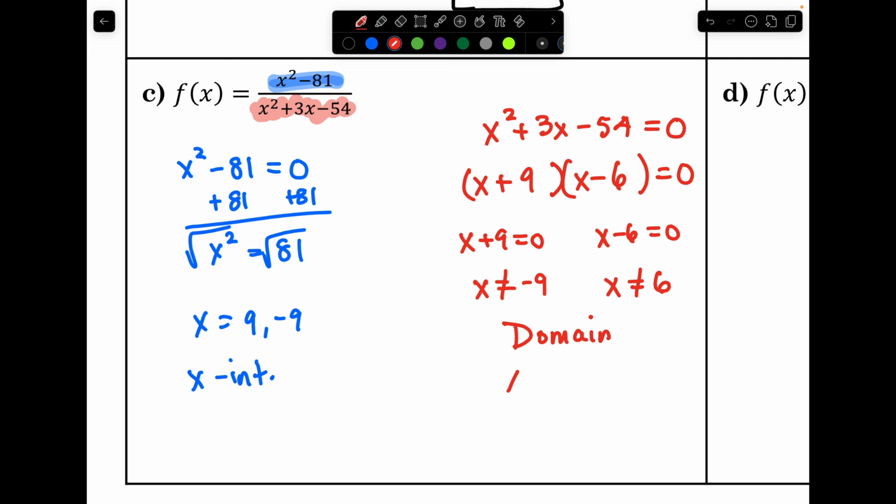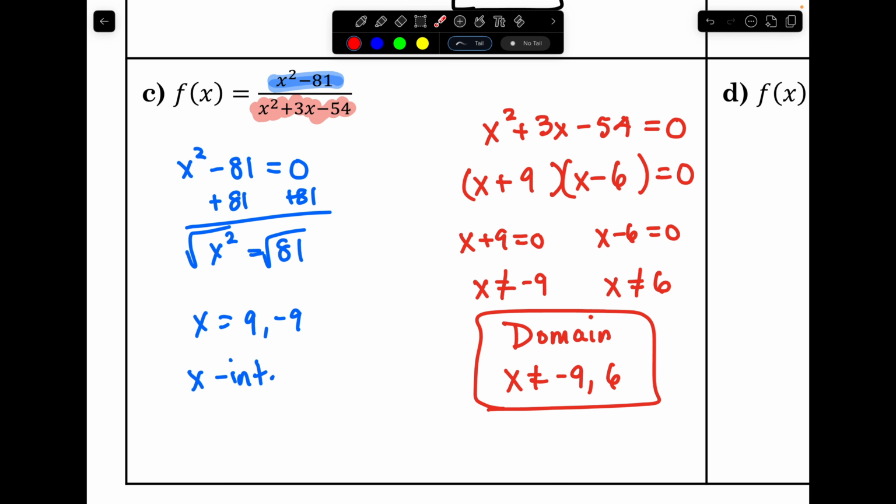So our domain here is that x cannot equal neither the number negative 9, nor can it equal the number positive 6. And since this number is excluded from the domain, that means that even though we got the solution from this equation, this is not an x-intercept. So the only x-intercept that we have here is going to exclude this one, because again, that number gets excluded from the domain. So that means that our only x-intercept is positive 9 here.